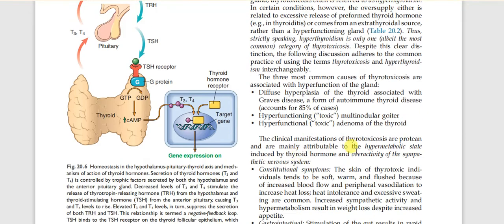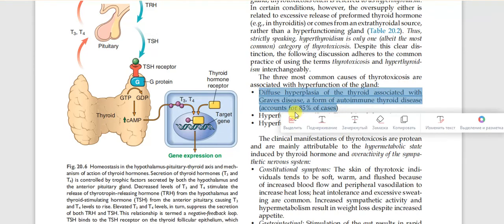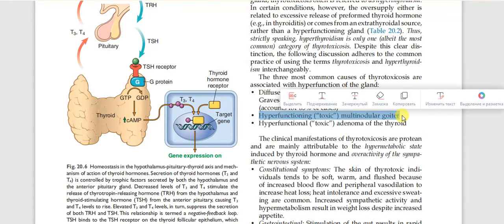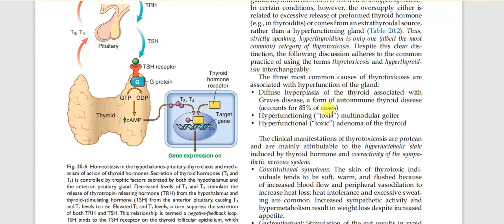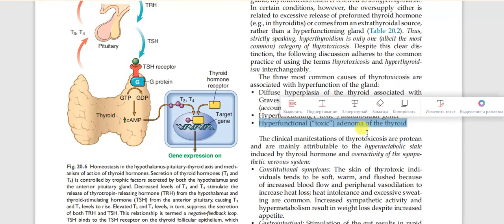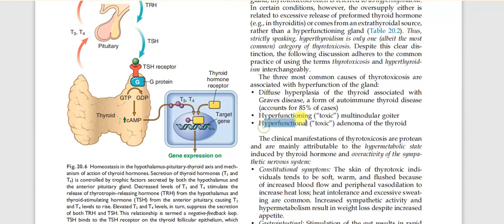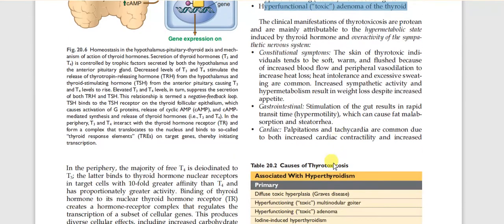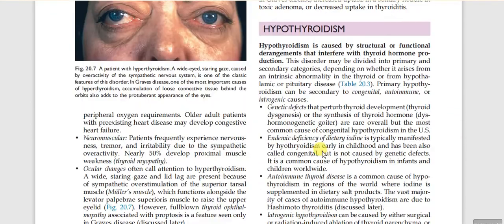So which diseases are causing it? It might be diffuse hyperplasia of the thyroid associated with Graves' disease. So what is Graves' disease? We'll discuss it today. Hyperfunctioning multinodular goiter, and hyperfunctional adenoma of the thyroid, which is much rarer. So what is a toxic adenoma of the thyroid? Let's talk about them.